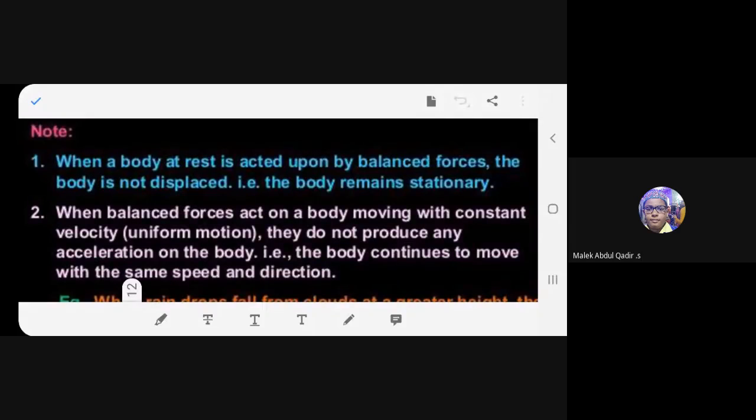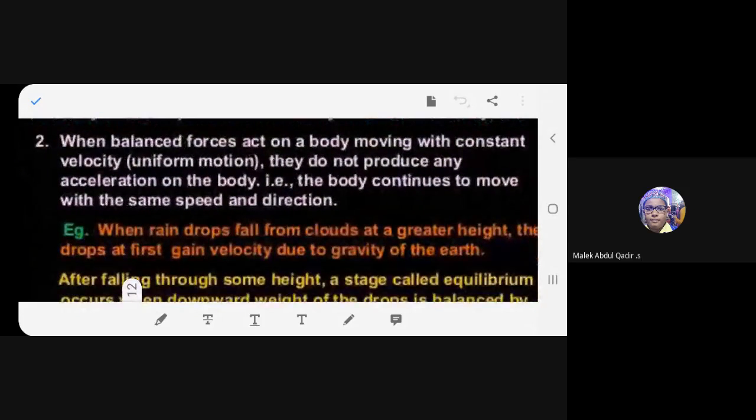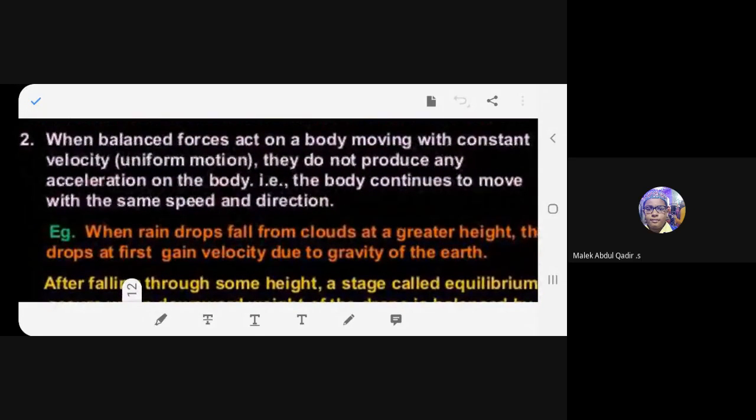Yes, ma'am. So what happens? It does not move. The body does not move because all the forces are balanced. Well done, Peter. Now we start with the second. All of you understood the first point? Ninth standard? Yes, ma'am.